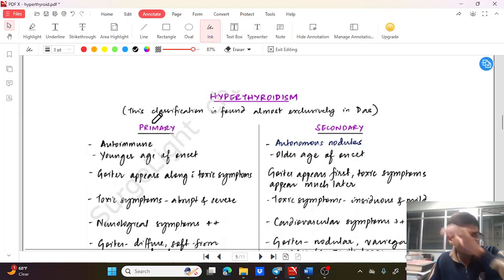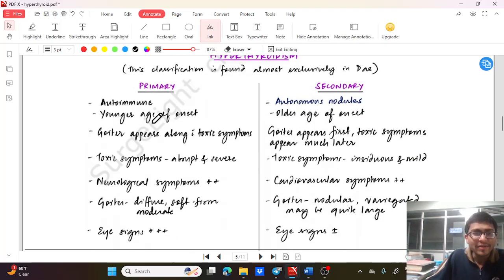Now coming to, as we have seen, primary thyrotoxicosis is due to Graves. So this is also known as primary hyperthyroidism. We will see what is primary versus what is secondary hyperthyroidism. Primary, as in Graves, which we'll be seeing in detail, is autoimmune, and secondary hyperthyroidism is due to autonomous nodules. So in multinodular goiter, some nodules start functioning more, causing autonomous secretion of thyroid hormone. In primary cases, patients are younger, and in secondary, they are older.